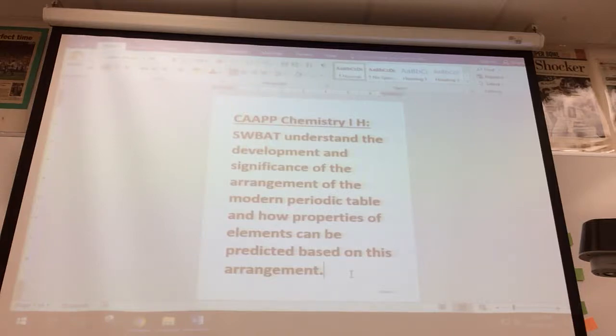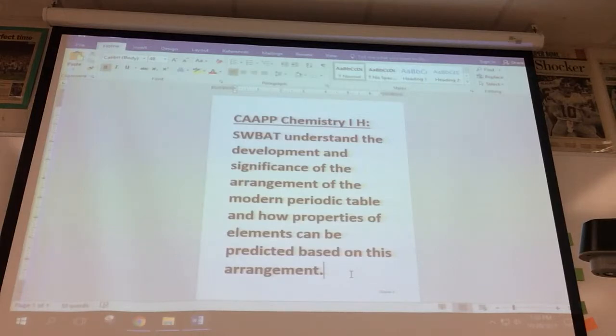This will be our last lesson on the periodic table, and we're going to continue with the periodic trends that we talked about the other day. The learning goal is the same thing you've seen throughout. Most importantly, you want to know that the periodic table is arranged in a certain way, and because it's arranged, you can predict properties of elements based on their location on the periodic table.